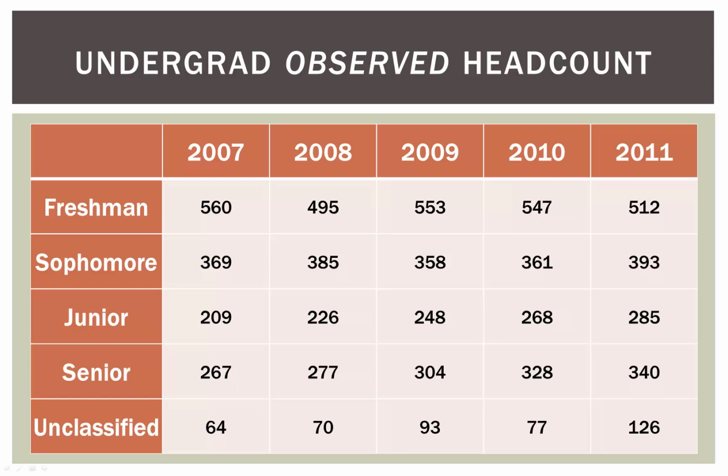So here is our observed head count, and this is actual data from an actual university, so I did not make this up. And again, we have our class standing on the left-hand side, freshmen down through senior and unclassified. And then we have our years, 2007 through 2011. Now I will just make one caveat here.